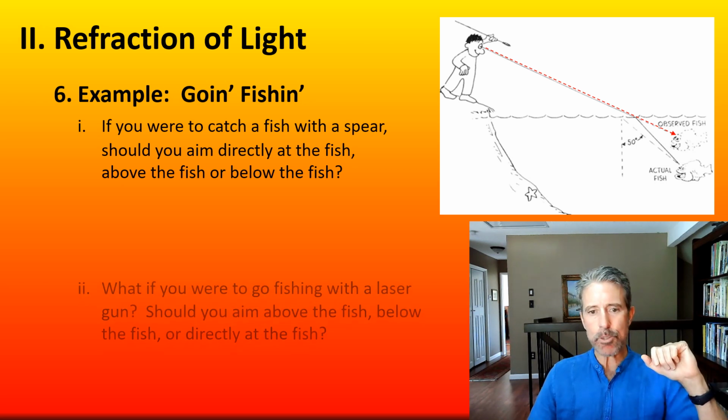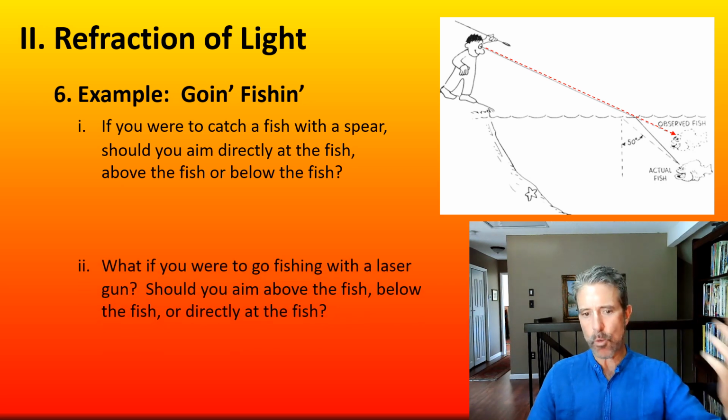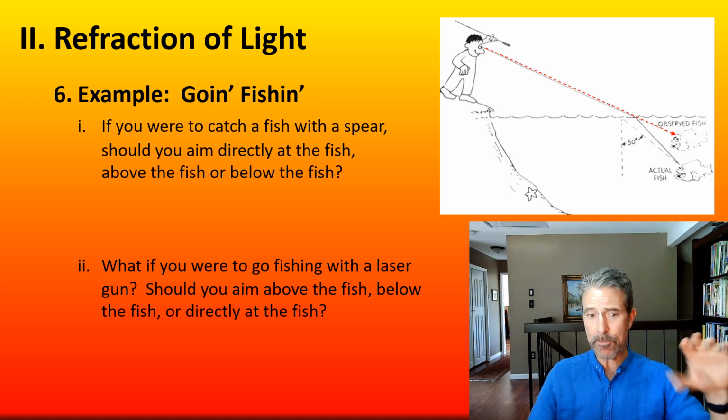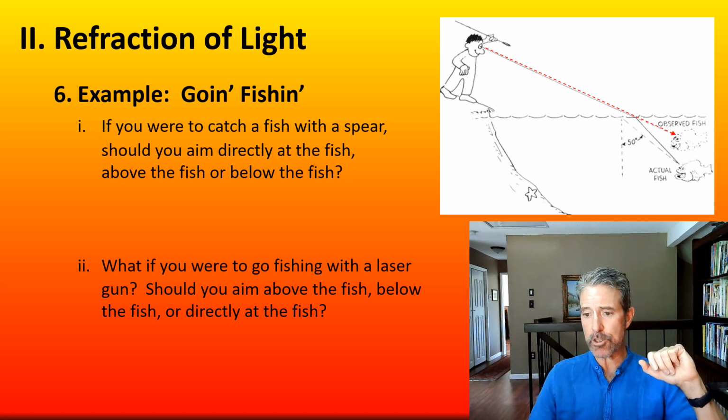So to change this problem up a little bit, what if I were to ask you this question? What if you didn't have a spear but rather had a laser gun? Should you aim above the fish, below the fish, or directly at the fish? Well, hopefully now you realize that a laser gun is really nothing more than a source of light itself. So the path that the laser light is going to take, because it is light, would follow the same path that the light ray leaving the fish would take upon entering your eye.